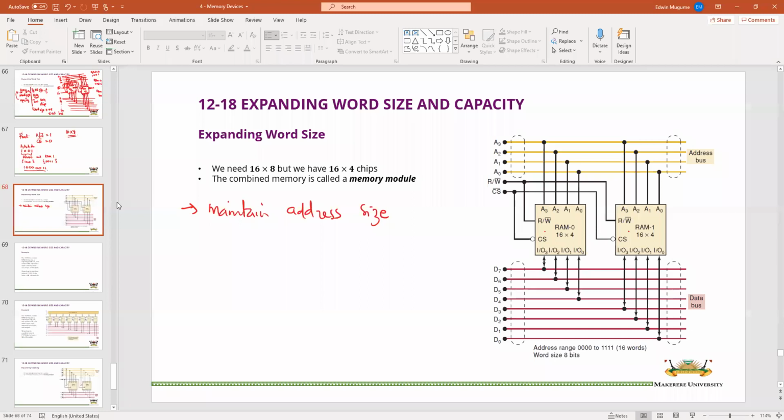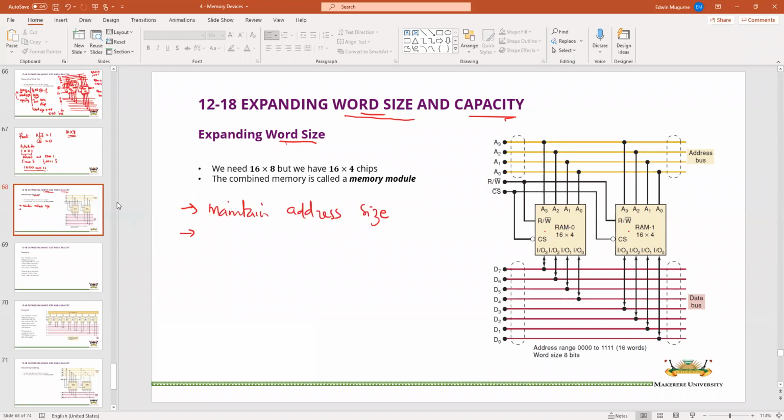So when you look at this, expanding word size and capacity is almost the same. If you expand the word size, you'll definitely expand the capacity unless you reduce the number of words. And if you increase the number of words, you'll also increase the capacity unless you reduce the word size. So either way, you're increasing capacity. So that is first what we do when we are increasing word size.